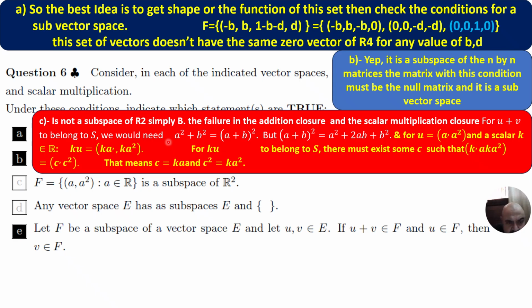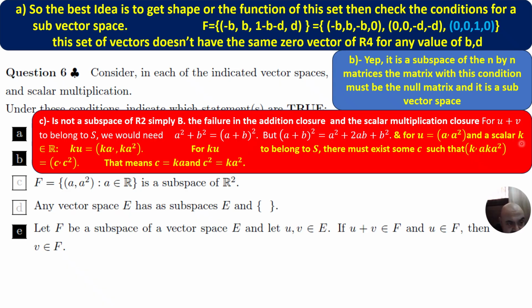Because if you have A square plus B square, you will get (A plus B) to the power of 2, which is A square plus 2AB plus B square, which means that 2AB should equal 0, and this is not correct. So once more, it is not a subspace of R2 simply because of the failure in the addition closure and the scalar multiplication closure also.